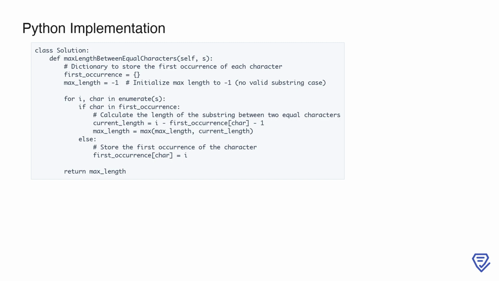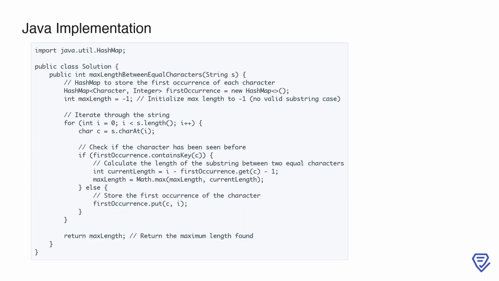The algorithm runs in O(n) time, where n is the length of the string, making it very efficient for large inputs. This is the Java implementation of LeetCode problem number 1624, largest substring between two equal characters. The logic mirrors the provided Python version, with key differences such as the use of a hash map for character tracking, explicit type declarations for variables, and the Java class structure.